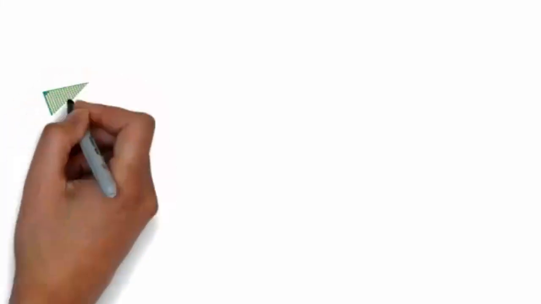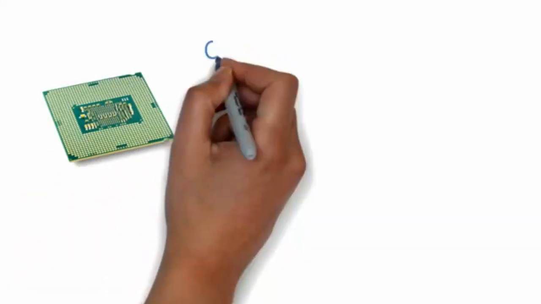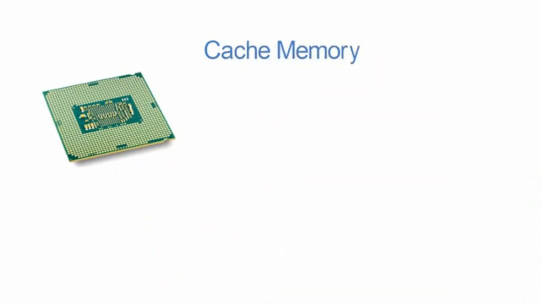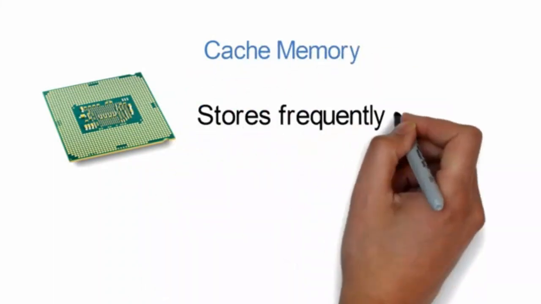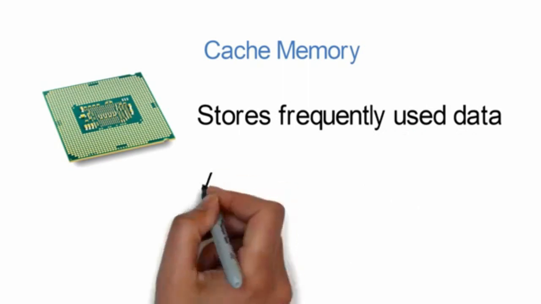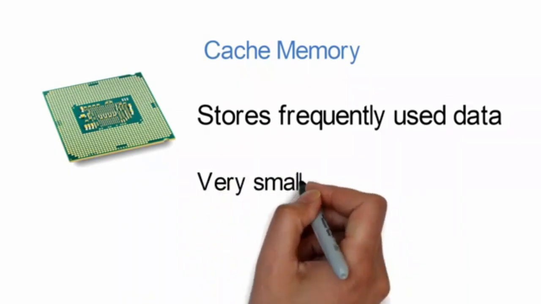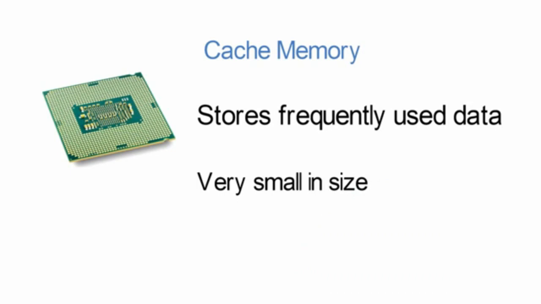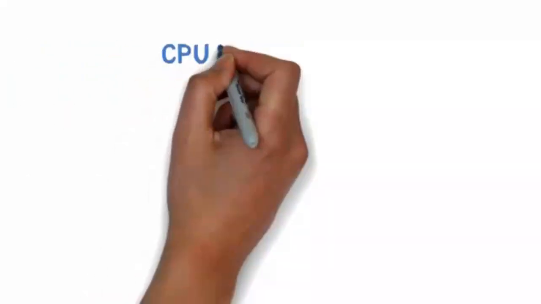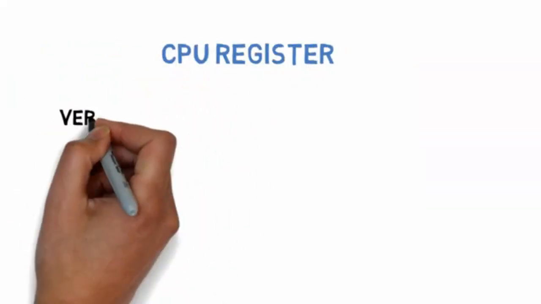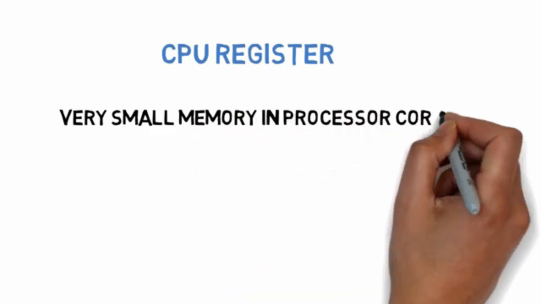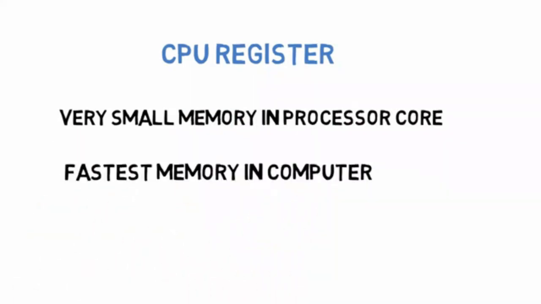In addition to the RAM, the CPU uses its inbuilt cache memory to retrieve and store data at an extremely fast rate. CPU cache memory stores frequently used data and instructions. This cache memory is very small in size. Also, the CPU has registers, which are very small and faster than any other memory in the computer and hold very small data in the processor core.